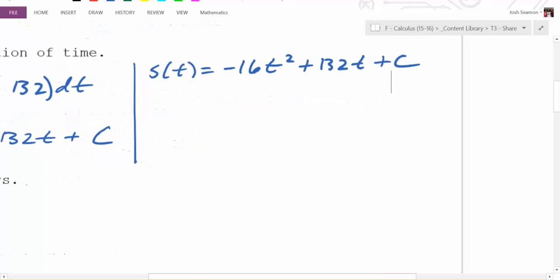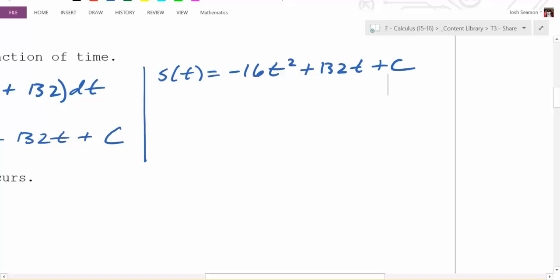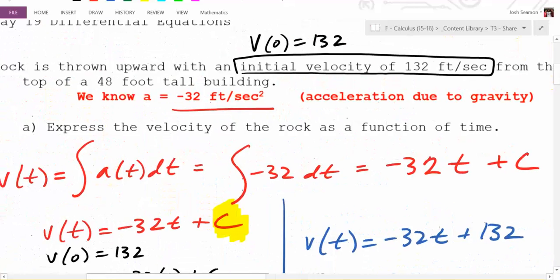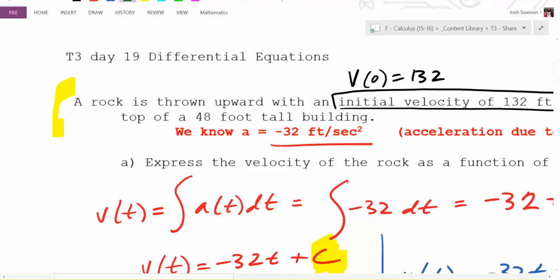How many people have seen negative 16t squared before? You see that a lot in physics. Okay, so what do we need to solve for again? The c value. This time, what does it tell us right here? The top of a 48 foot tall building. So what does that mean? It means that the position at time 0 is 48, exactly.